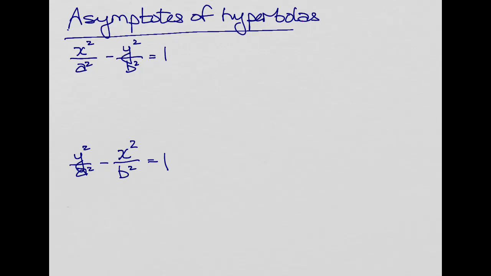Let's look at how to find the equations of the asymptotes of a hyperbola. We're going to start with this one. This is a hyperbola whose center is at 0, 0, and the transverse axis, the main axis that the vertices lie on, since x is the positive term, will lie on the x-axis.